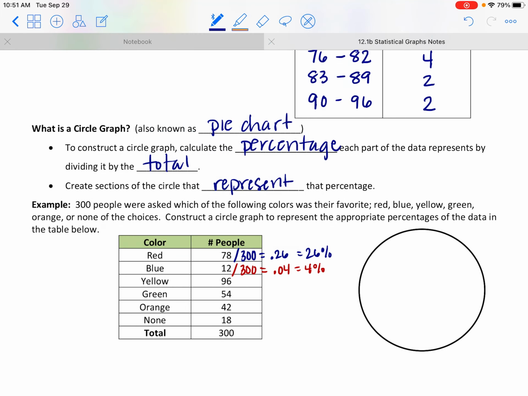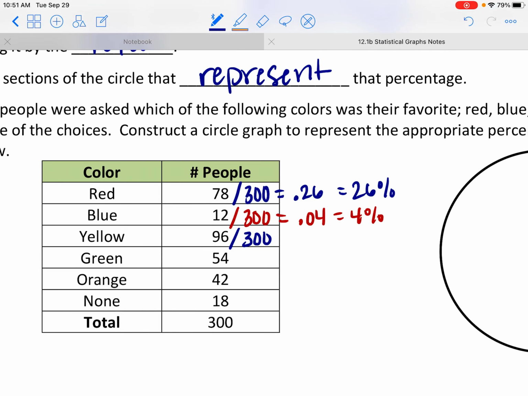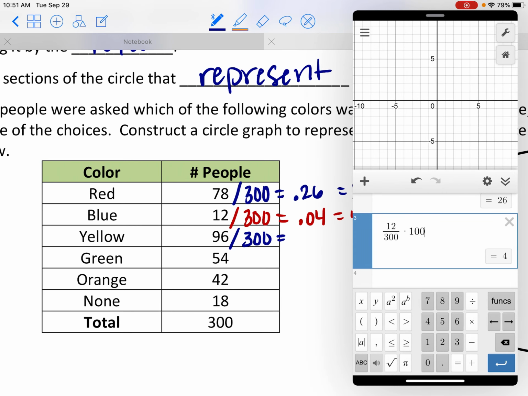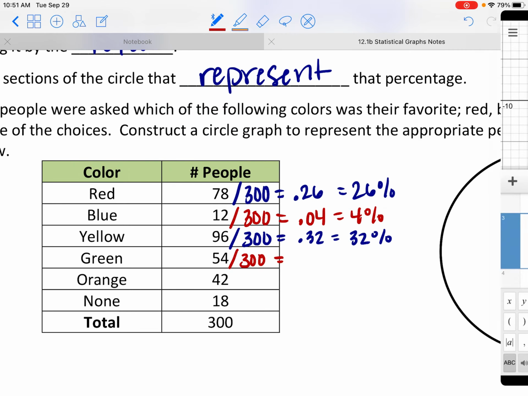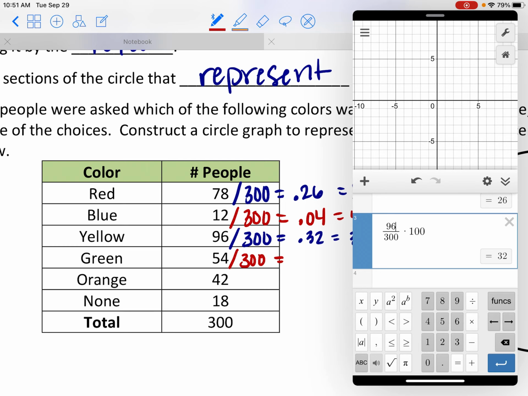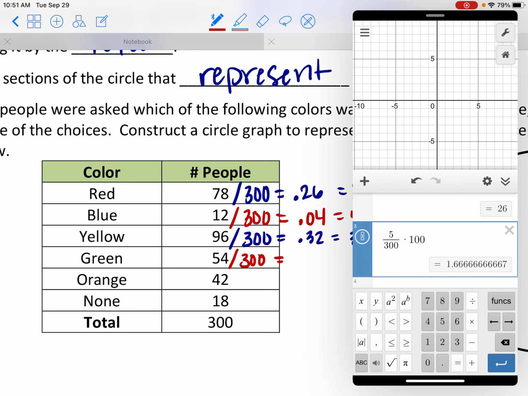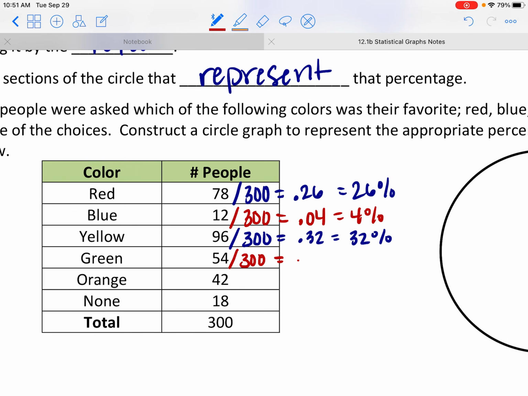Okay. And then 96 people said yellow, which is surprising, more yellow than blue. But again, we'll divide that by 300. So 96 divided by 300 is going to be 0.32, times 100 is going to give us 32%. And then 54 over 300 is 18%. So 0.18 or 18%.